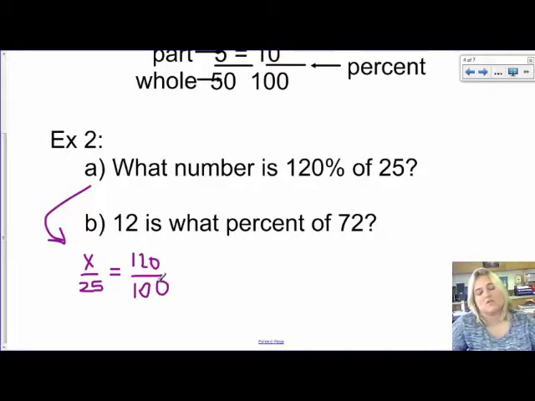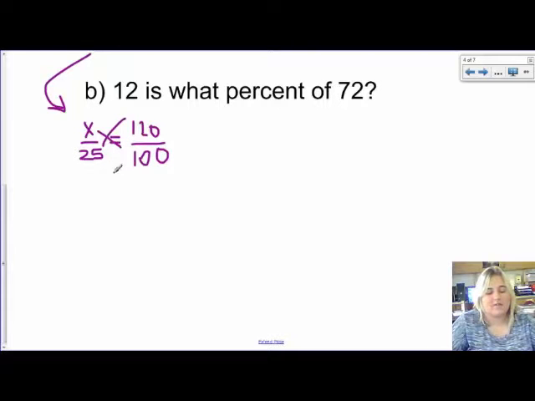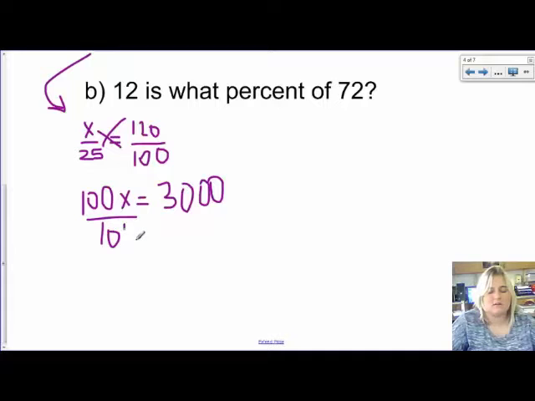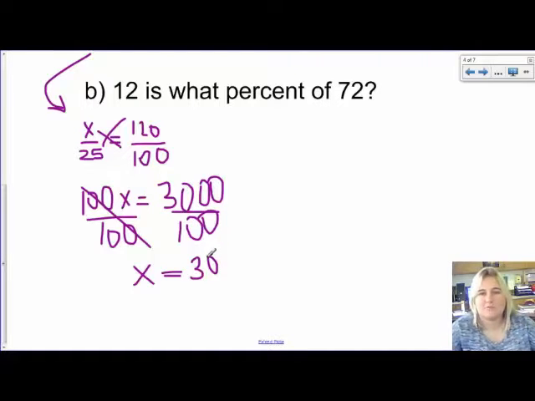My pen isn't working, I hate having to do it like this. So then all we have to do to solve the proportion that we have here is to cross multiply. So we have 100 times x, which gives us 100x, equals 120 times 25, which is 3,000. And to get x by itself, we divide by 100 on both sides. 100s cancel, leaving me with x equals 30. Okay, so what I want you to do is work the other one on your own paper.